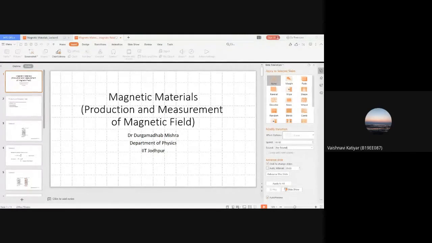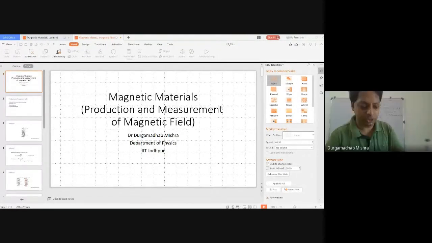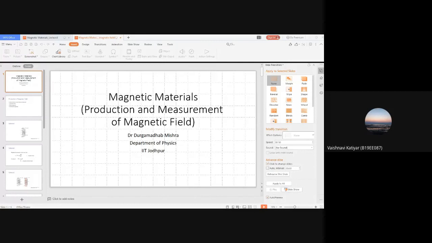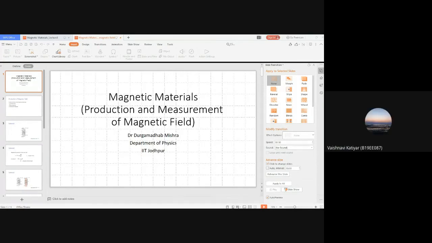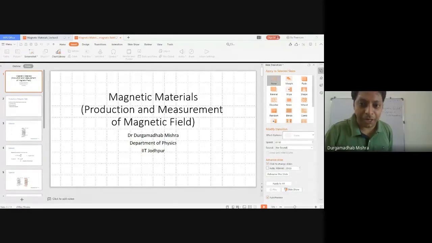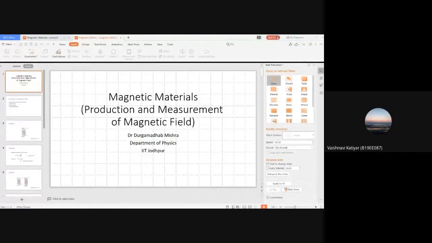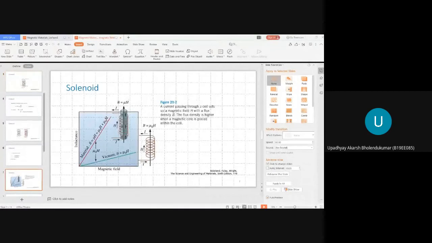Yes, we are not able to see the slide. Sorry, it is only the first slide that is visible. Sir, louder. The part you're explaining is not visible. We are only able to see the first slide, which is titled Magnetic Materials Production and Measurement of Magnetic Field, nothing else. Okay. Now, sir, we can see. Wait, I will just share again.